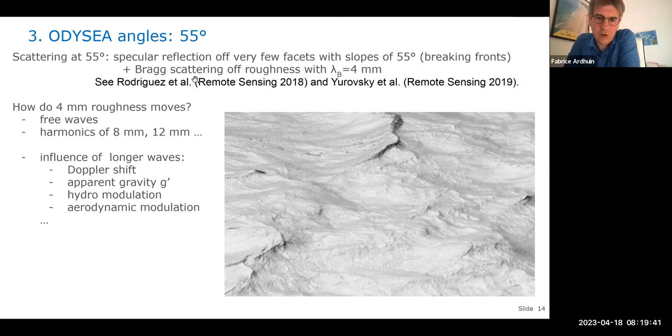So any roughness which will have a wavelength of 4 millimeters would contribute something. So it can actually be freely propagating Bragg waves with that wavelength. So that would be a capillary wave, or it can also be some harmonics of longer waves or whatever is on the surface that have this kind of scale.